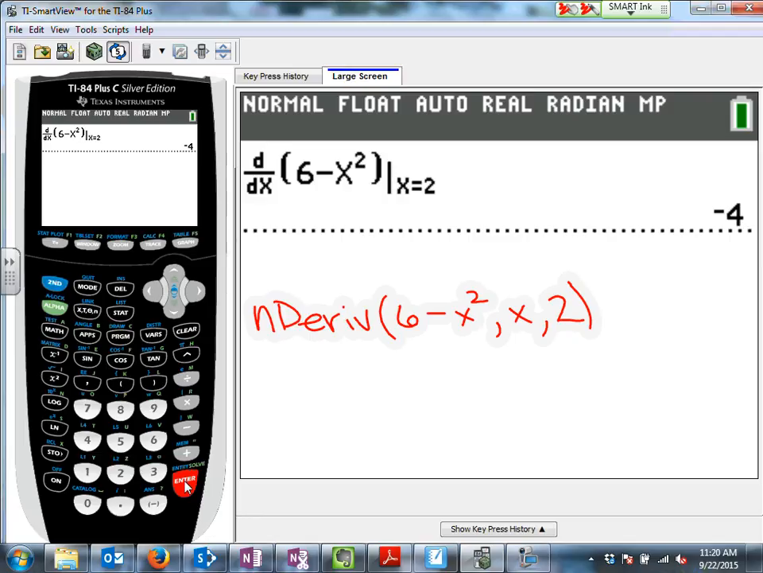Do you know how to find the derivative on this? Sort of. Do you have your user's manual where you can look it up? On calculus, 1 and 3, differentiate into the same thing. 6 minus x, comma, x, comma, 7.